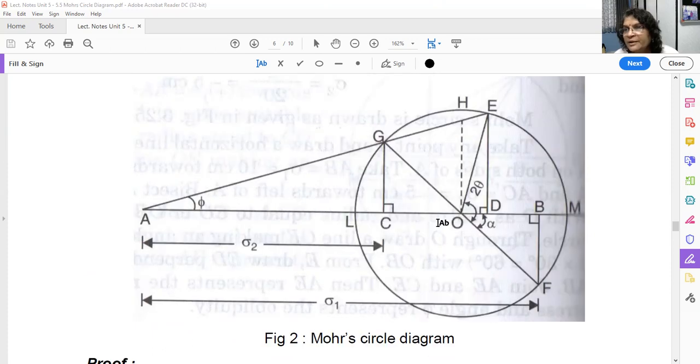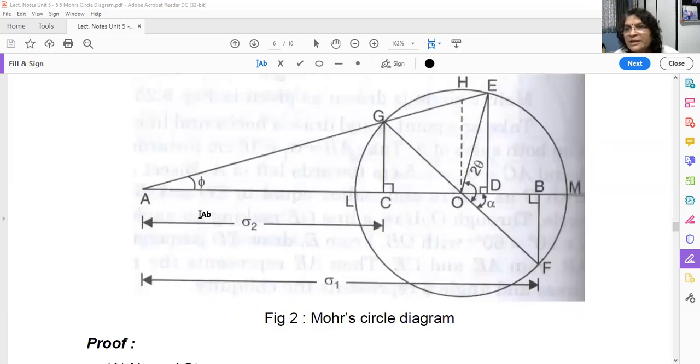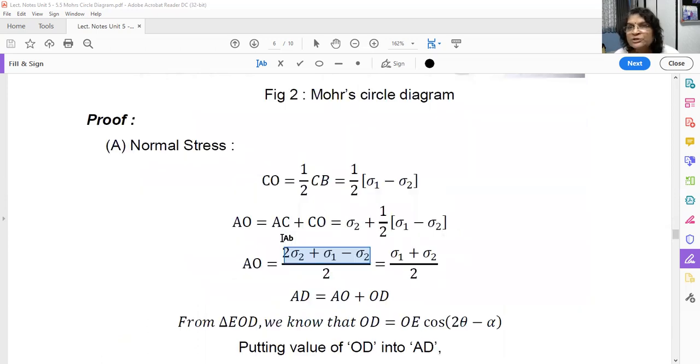Okay, CB. So, CO, sorry. What is CB? It is sigma 1 minus sigma 2. Now what is CO? It is half of this one, because CO is equal to OB. So CO is equal to OB is equal to sigma 1 minus sigma 2 by 2. Understood? So CO is equal to 1/2 (sigma 1 minus sigma 2).